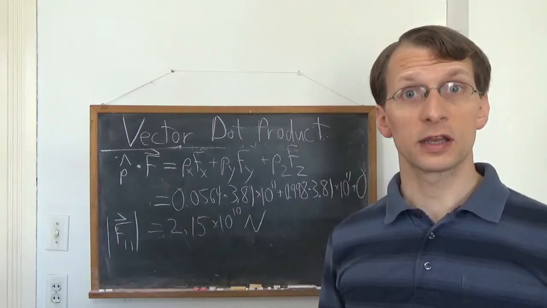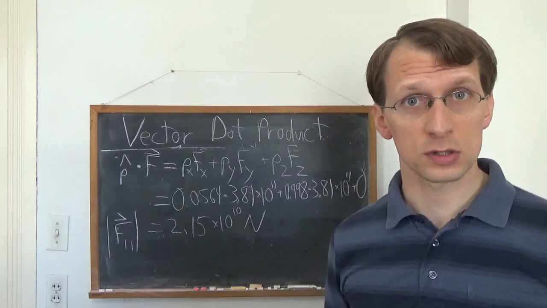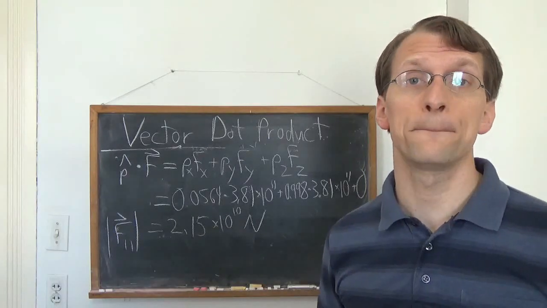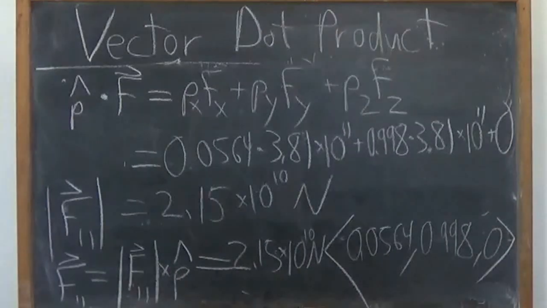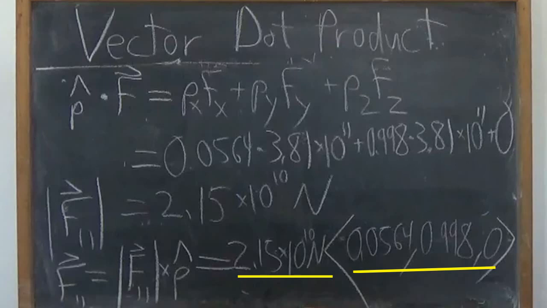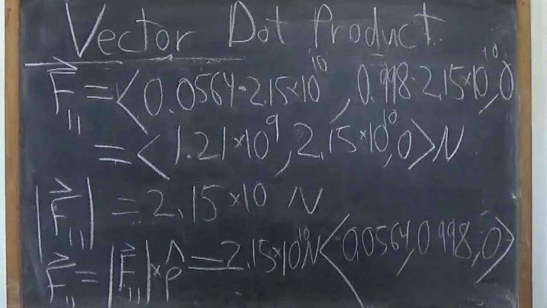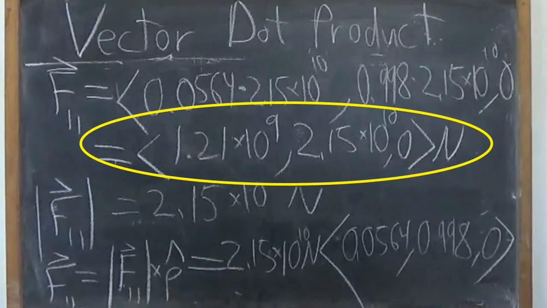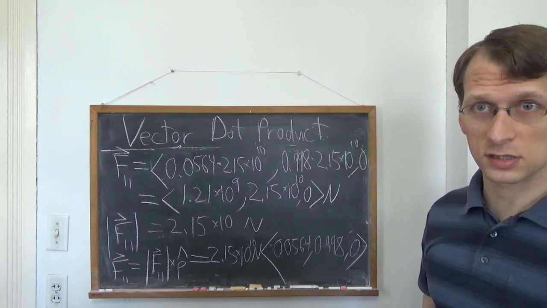So to get the full vector of the force parallel, we then multiply that by p hat. So we take the 2.15 times 10 to the 10th newtons, and we'll multiply it by each component of p hat, 0.0564 and 0.998 and 0. So our F parallel then is in the x direction 1.21 times 10 to the 9th, in the y direction 2.15 times 10 to the 10th, in the z direction 0.